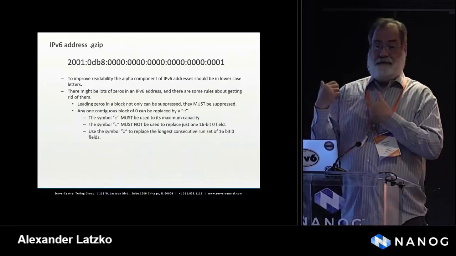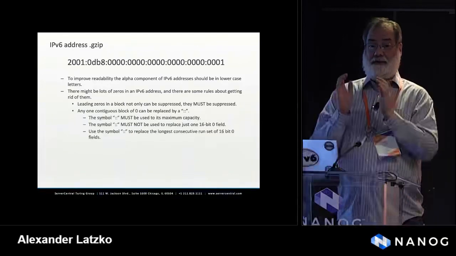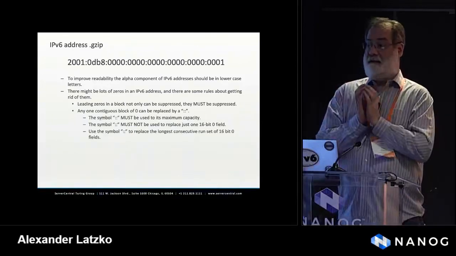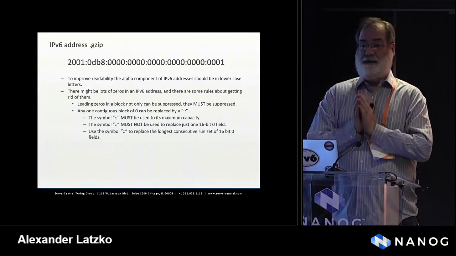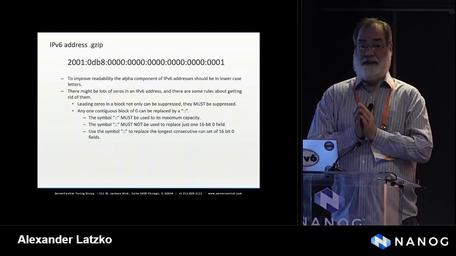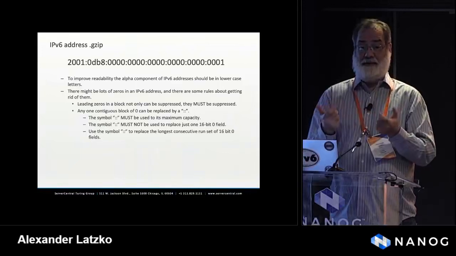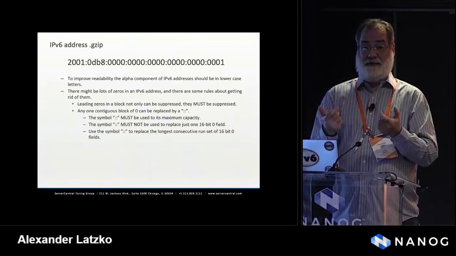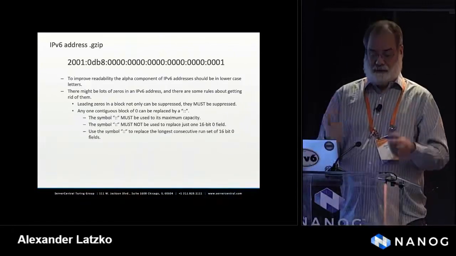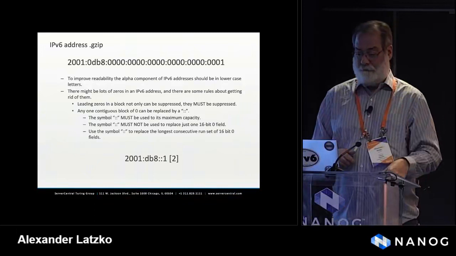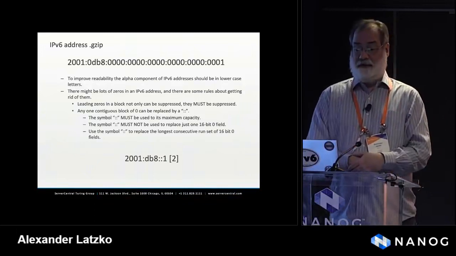You can just read it, but basically the bottom line is you can take a lot of zeros and, using a token of 2 colons, get rid of them. By convention, you are supposed to get rid of as many zeros as you can. If, perchance, there are 2 blocks of the same number of zeros in an IPv6 address, you compress the first one, and you always get rid of leading zeros. So that is what it comes up to when you're done.